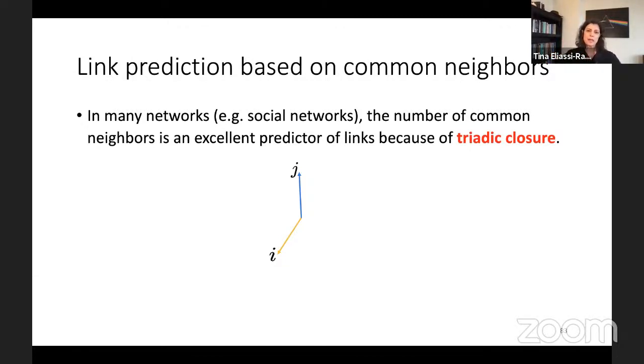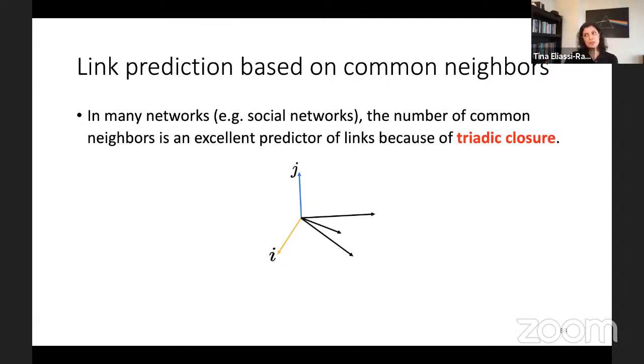link prediction based on common neighbors. And so if I have a social network, then usually the number of common neighbors is an excellent predictor of whether I will have a link to you or not. This is triadic closure. In fact, if there are two people who have lots of common friends and they're not friends, then there's a reason behind it, right? Because they have had so many opportunities to become friends and they did not.